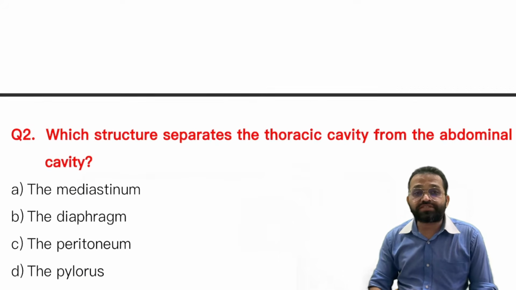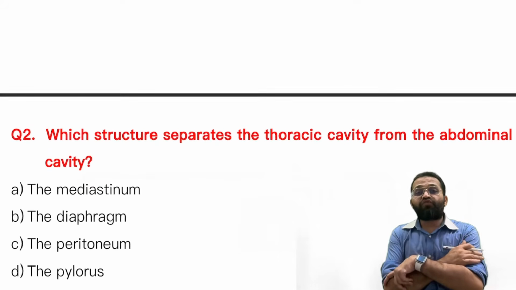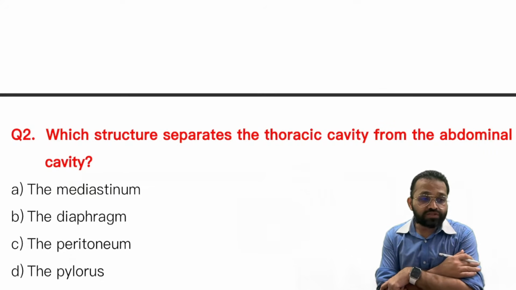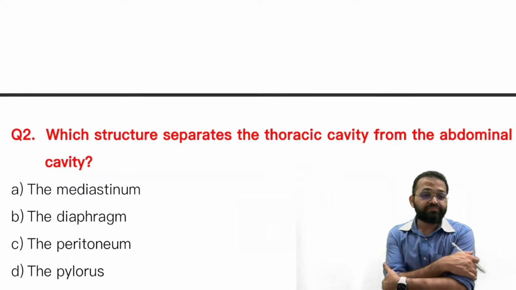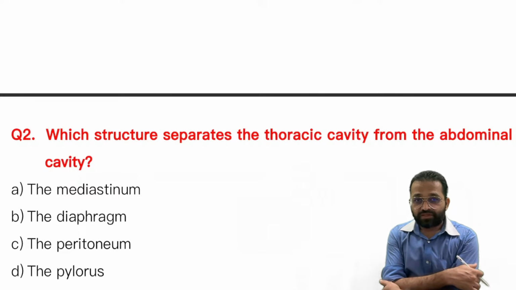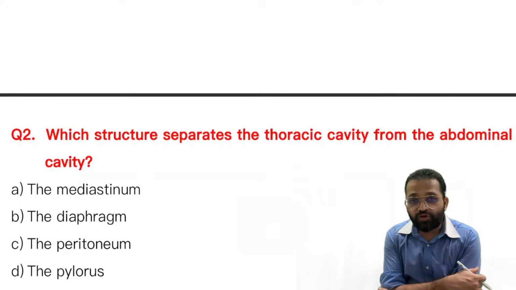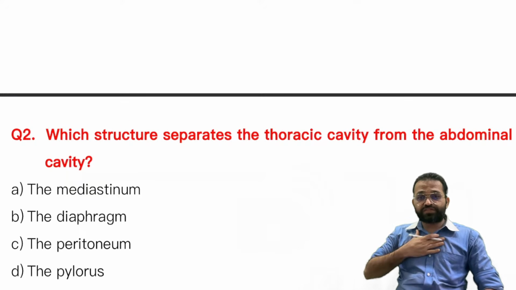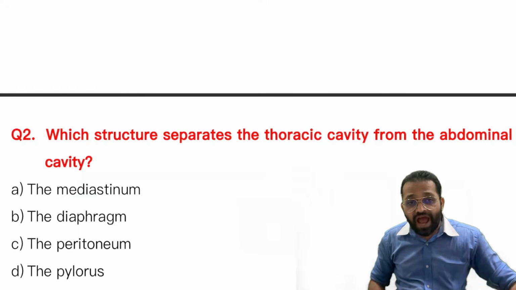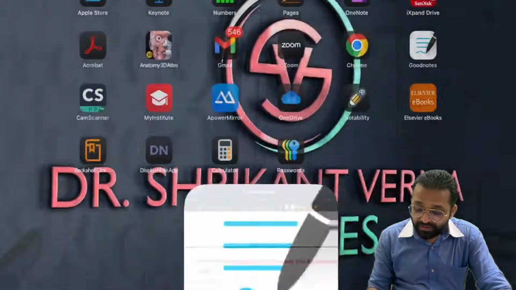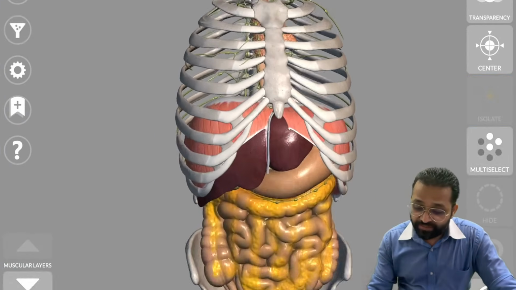Which structure separates the thoracic cavity from the abdominal cavity? Now what is your answer? Yes, please inform me. Which structure separates the thoracic cavity from the abdominal cavity? Yes, your answer is the diaphragm. So the diaphragm is the structure which separates the two cavities.